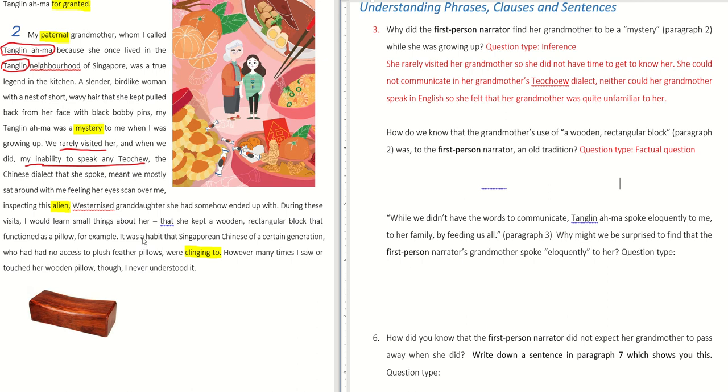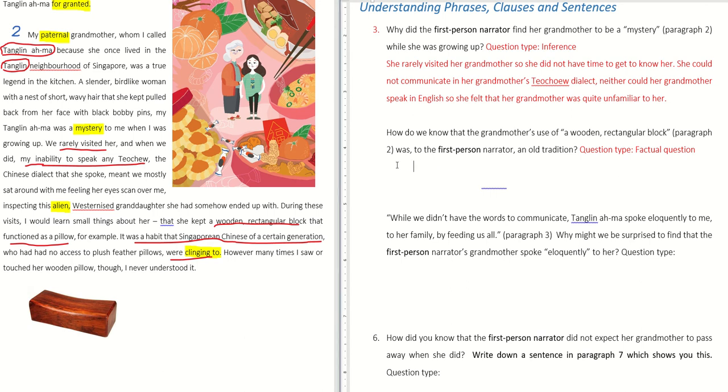Going back to the passage, where do you see the wooden rectangular block? You highlight that first. The wooden rectangular block is here. So what is the old tradition? The tradition is to use it as a pillow. How do you know it's an old tradition? Because it's a habit that Singaporean Chinese of a certain generation have, and they were clinging to this tradition.